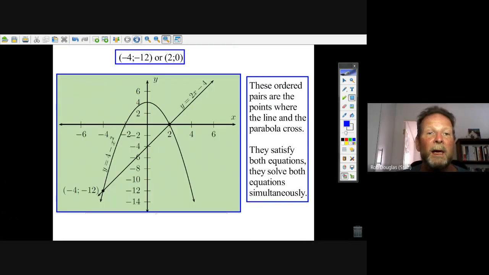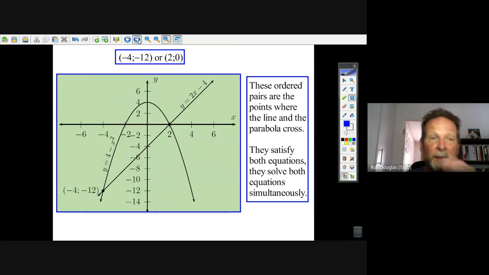Now, if we look at the graph of that parabola, here it is graphed. And here's the line graph. We learned how to graph lines and parabolas last year. Well, where they cross each other, that's called the solution to the simultaneous equations. And it's 2 and 0, 2 along and 0 up, and 4 along and 12 down.